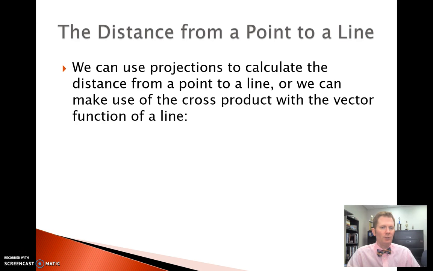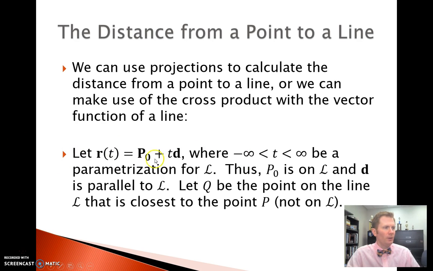So let's start with a vector-defined function, r(t) equal to P0 plus t d, where t is allowed to range from negative to positive infinity. So that's going to be our parameterization for L. P0, recall, will be on line L, and d is the direction vector that is parallel to L. And Q is our point on the line L that is closest to the point P. So P is off of the line and Q is on the line.